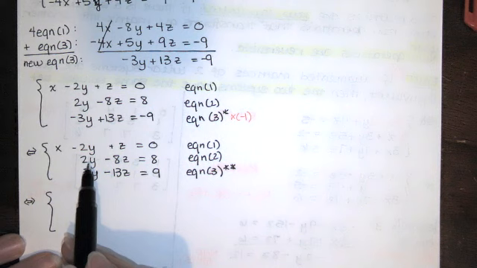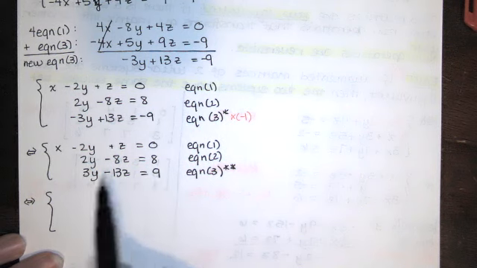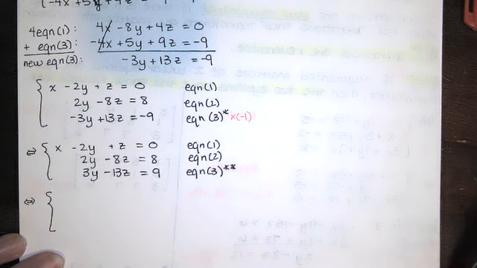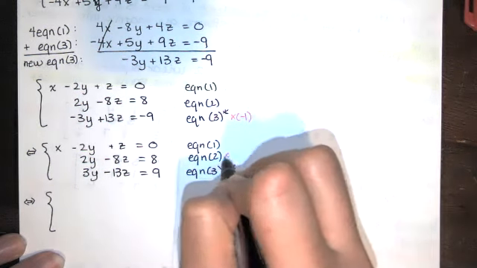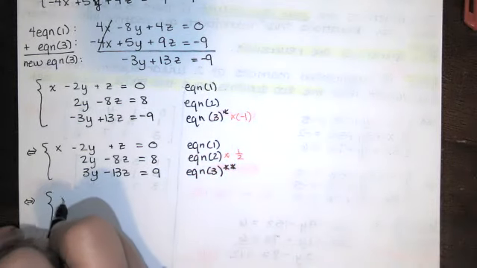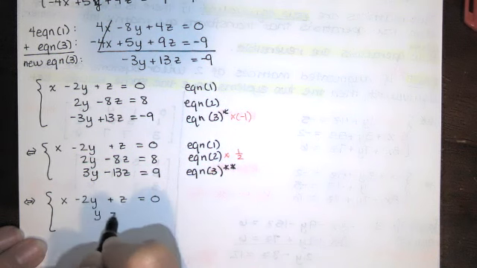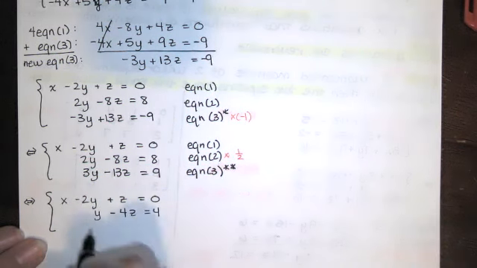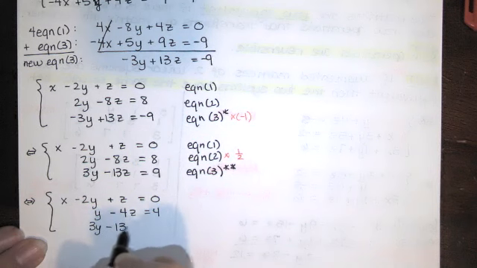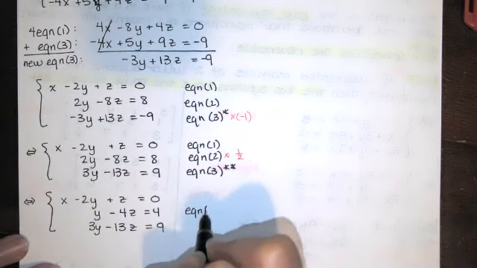In order to make this a 1y, notice I've got a 2y, a negative 8z, and an 8. I could just divide that equation by 2. So multiply it by 1/2 and then make a replacement. So that's my new equation 2.